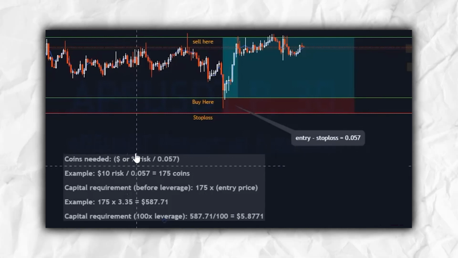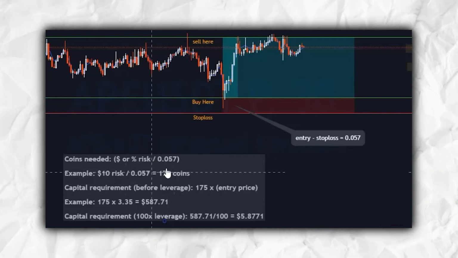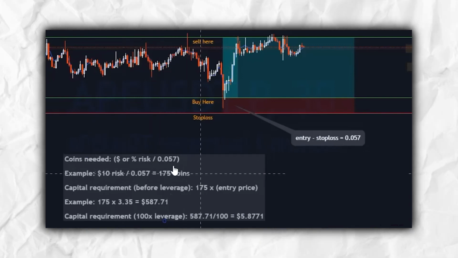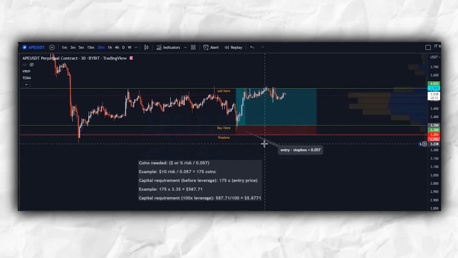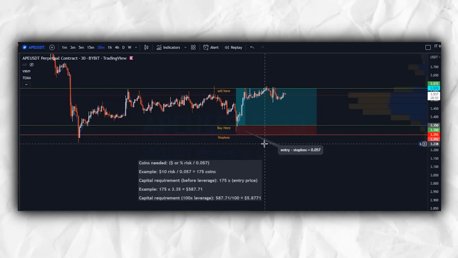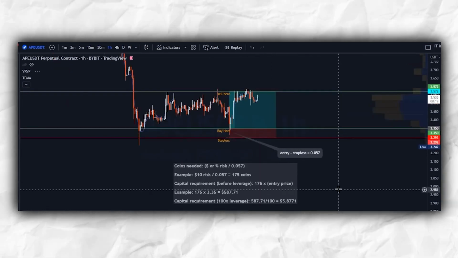To do this, we divide the dollar amount we want to risk per trade by the difference between the entry and stop levels. It's important not to make the mistake of buying only 250 or 1,000 coins, as we won't be able to properly manage our risk and reward, which can lead to losses. To avoid this, we need to have a set dollar amount for our trades.